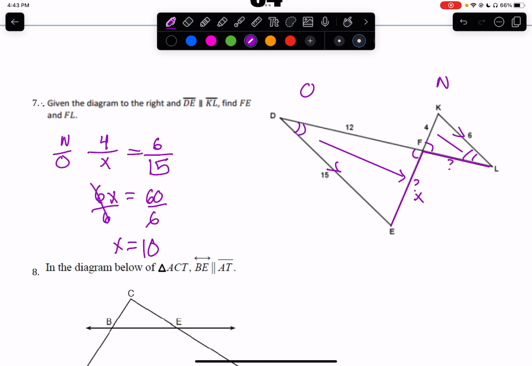So now I'm going to use the same sort of proportion to solve for y. So we have y over 12 is equal to 6 over 15. 6 times 12 is equal to 72, equals 15y. 72 divided by 15, which is y is equal to 4.8.